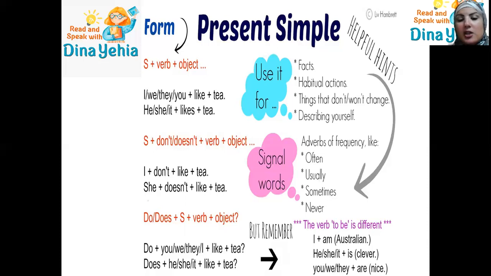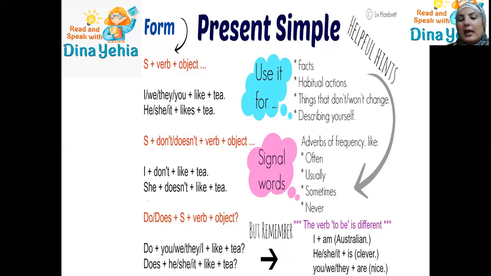Let's move here to something that may cause a sort of confusion. When I say verb to be, we all know what verb to be is. Verb to be is am, is, and are. I am Dina. She is a teacher. He is a doctor. They are my friends.